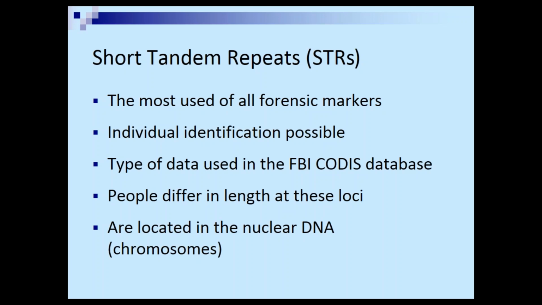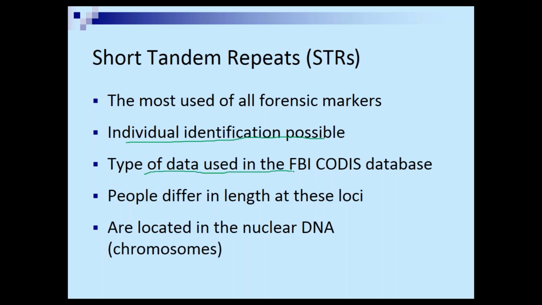It will be repeated a different number of times in different individuals. And since we have 2 copies of the human genome at every location, we get 1 set of repeats from our mother, 1 set from our father, and the result is that pair of numbers there. Don't worry, we're going to go over this a couple times. So it's possible to do individual identification. We'll explain more about this later.